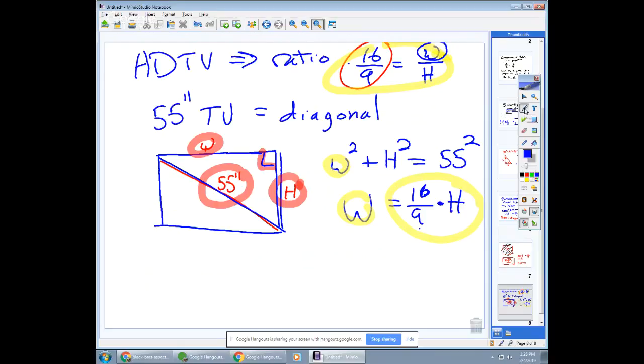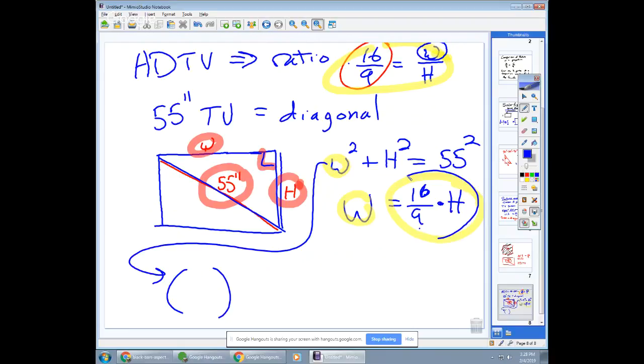So I'm rewriting this equation right there. Instead of plugging in a W, I get to plug in 16 ninths H. So that gives me 16 ninths H squared. Why squared? Because the W has to be squared. So that represents this side right here. Pythagorean theorem says add on that other side squared, and that's going to equal the diagonal squared.